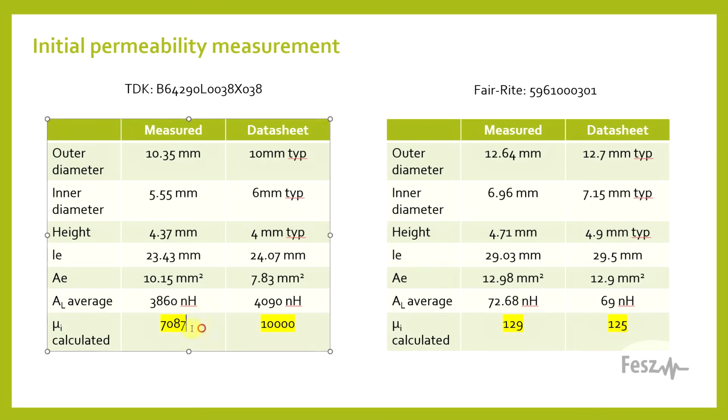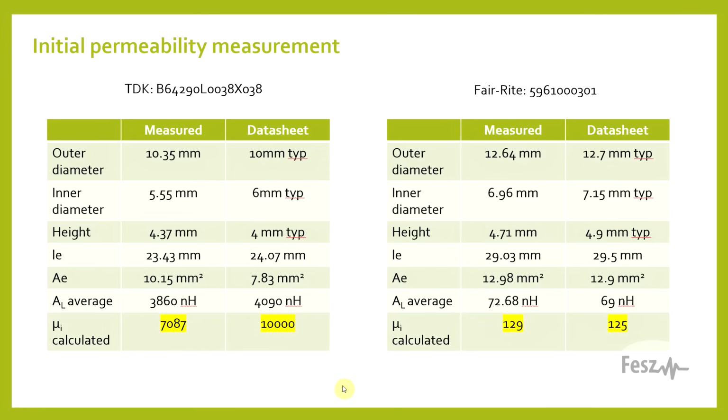For the TDK core, I got a rather low value, but still within the 30% tolerance, so it's acceptable. And for the ferrite core, I was much closer to what it was supposed to be. So all in all, while I didn't get the exact datasheet values, these are still within limits.